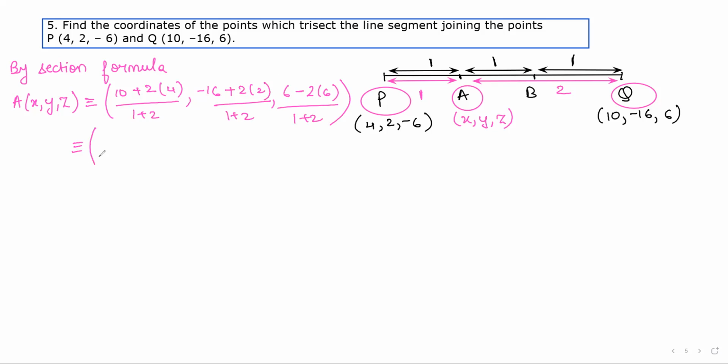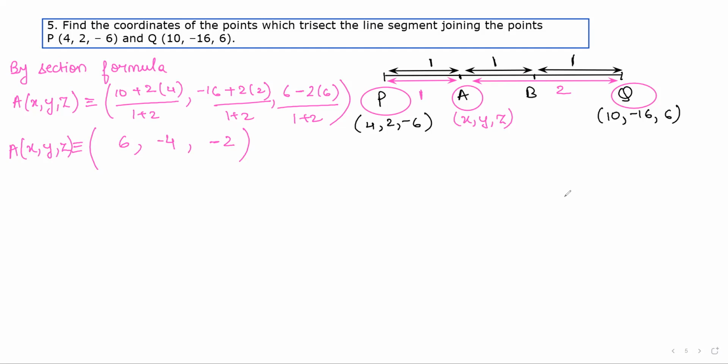Therefore, this will be equivalent to: 4 into 2 is 8, 8 plus 10 is 18, 18 upon 3 is 6; then minus 16 plus 4 upon 3, so that would be minus 12 upon 3, which is minus 4; then 6 minus 12 upon 3, which is minus 2. So point A has coordinates (6, minus 4, minus 2).